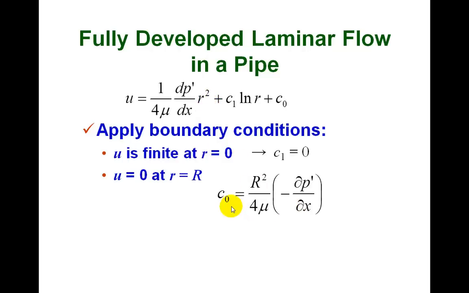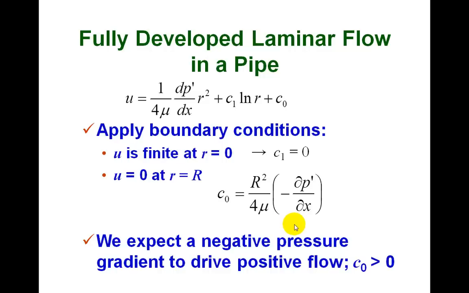And I'm going to write this then as c0 as R squared over 4 mu times minus dp prime dx. I write it this way because we expect that a negative pressure gradient, that is where p prime is higher when x is 0 and lower when x is L, or anywhere further downstream, that's what's going to drive positive flow. And so we expect that c0 should be greater than 0 when dp prime dx is less than 0.